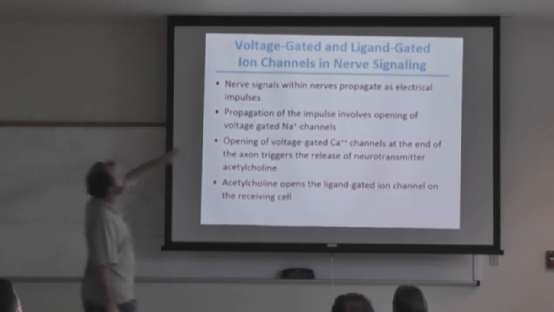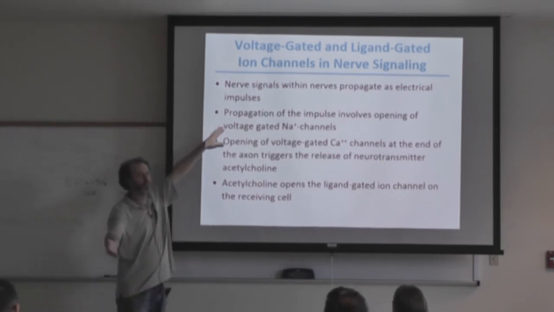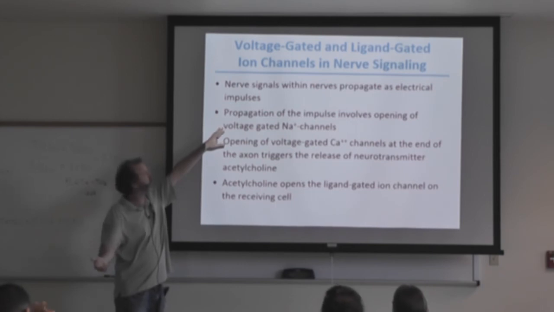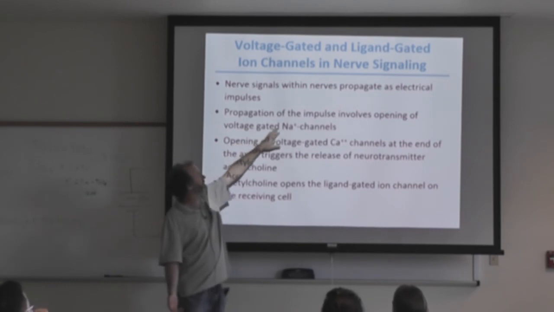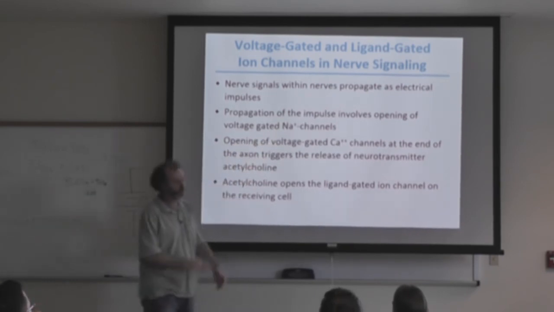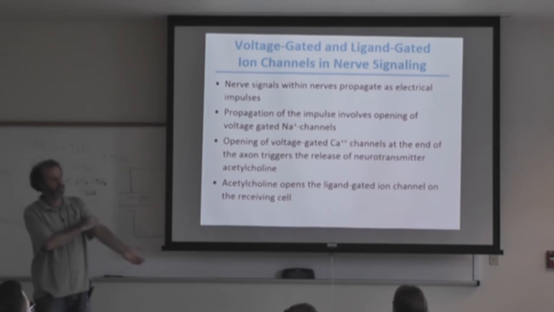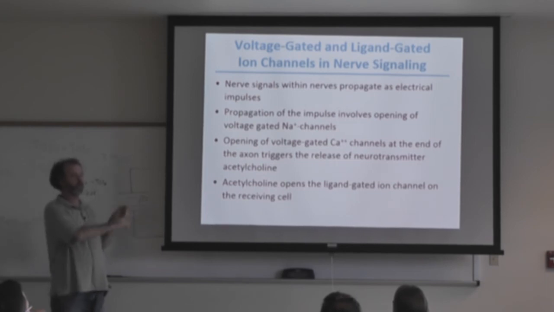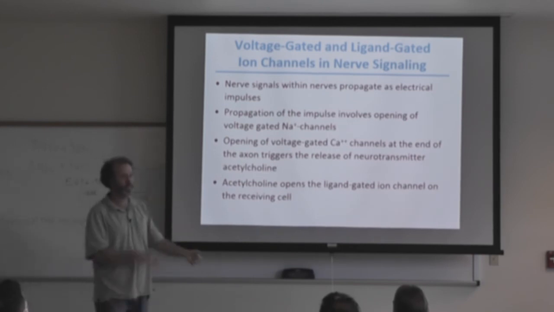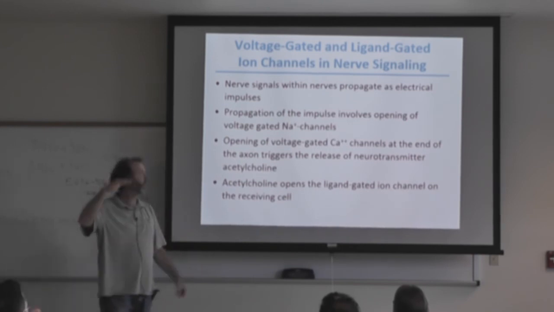Nerve signals within nerves propagate as electrical impulses, and those are action potentials. This propagation of the impulse involves the opening of these voltage-gated sodium channels. So once you get a little bit of a change in that membrane potential, that can cause the gate on the voltage-gated ion channel to open, causing an increased influx of sodium, which will propagate that down the cell as it leads to the axon, and then all the way down the axon. That's where you get that action potential, if you have that threshold voltage met at the beginning.